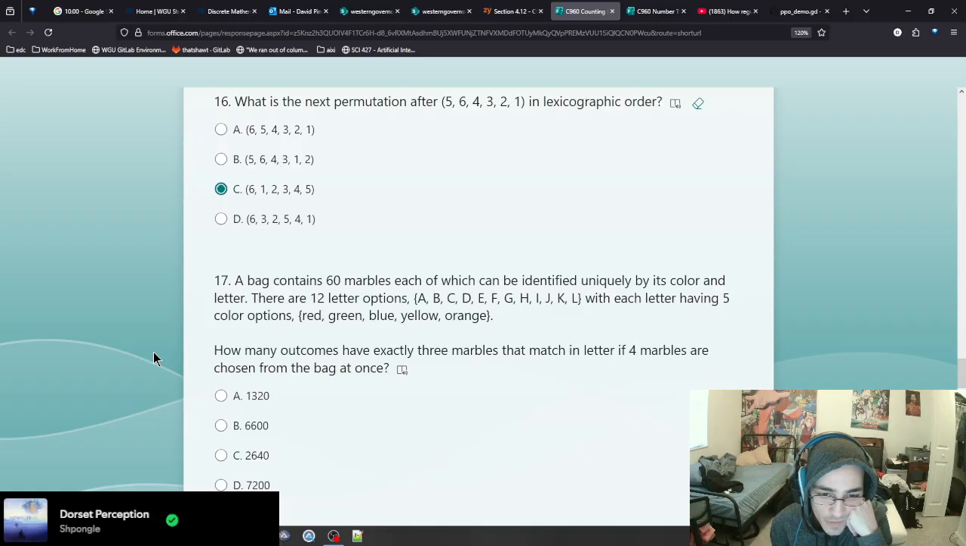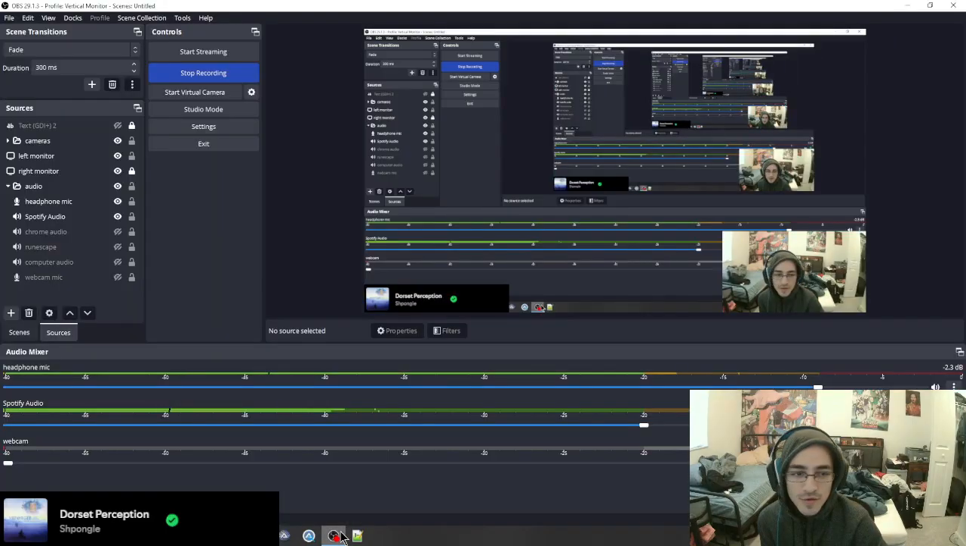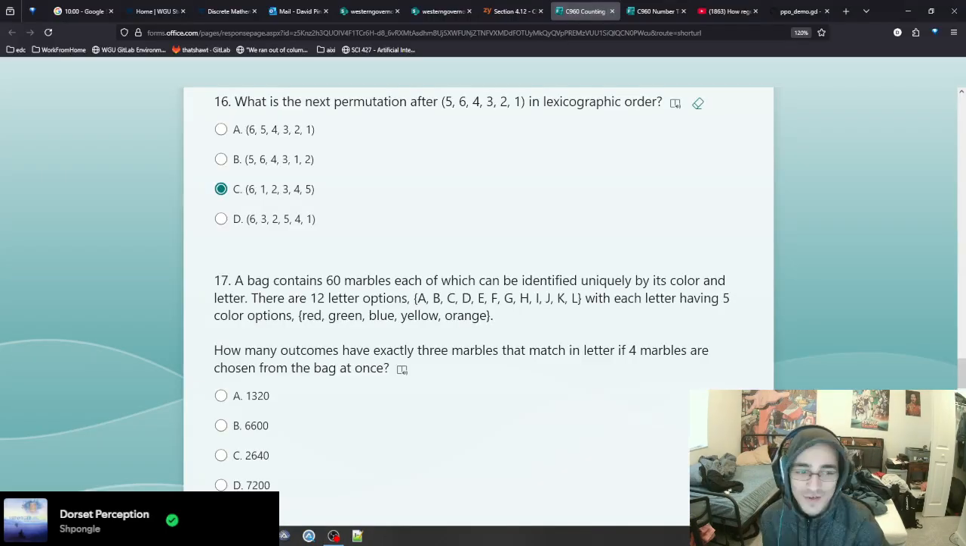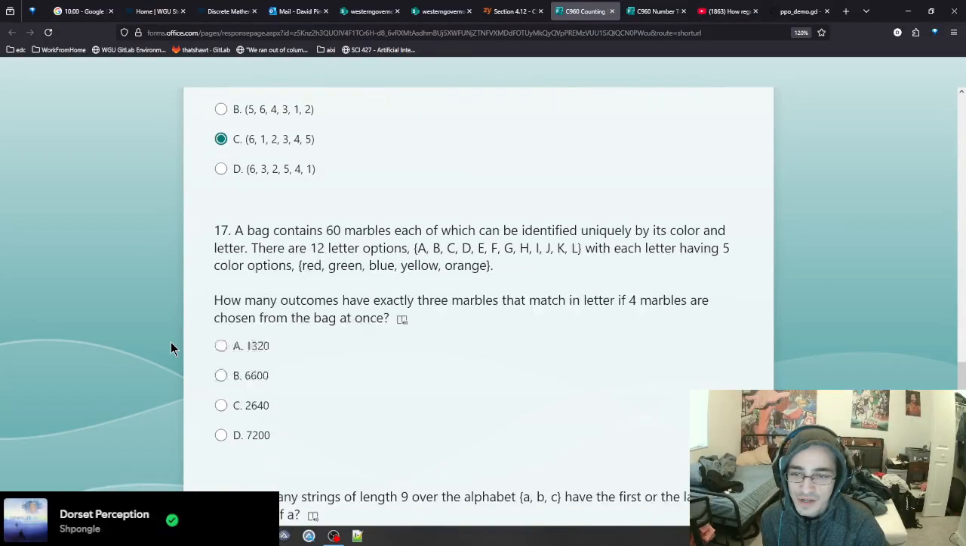And we need 3 of them to have the same letter. This song is so fire, guys. Dorset Perception. Yo, Spangle. We got a little Spangle going on, you know, a little Spangle. Alright.